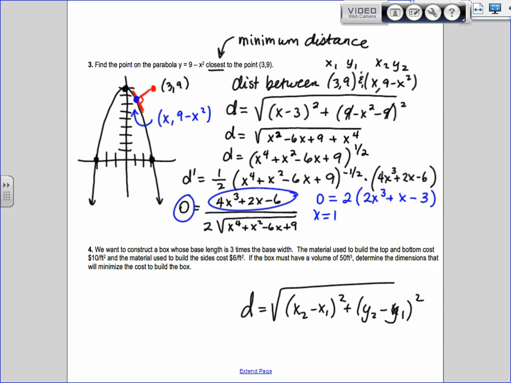This is busting out all your Algebra 2 skills. If you know 1 is a zero, what can you do to factor this? And how do you divide by x minus 1? So 2, 0, 1, negative 3. Drop the 2. I put in a 0 because there's no x squared. 1 times 2 is 2. Add straight down, I get 2. 1 times 2 is 2. Add straight down, I get 3. 1 times 3 is 3. Add straight down, I get 0.